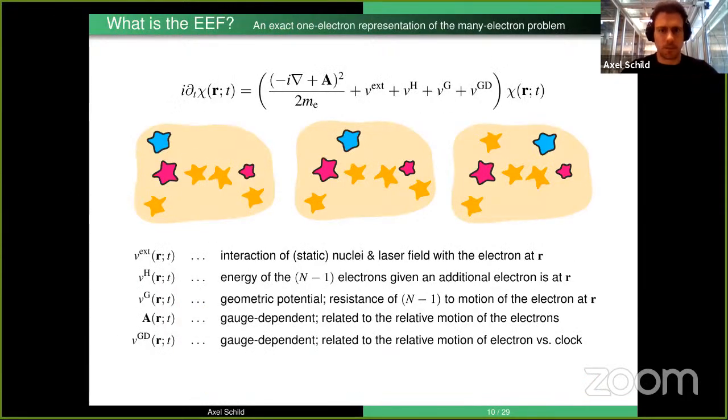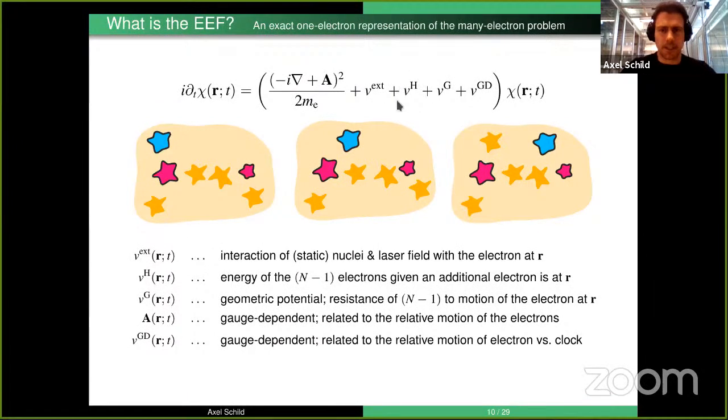Now, that's the equation. It's for one electron. And I've written explicitly these different contributions to this one electron potential. I'm not giving you the formulas here. I only want to show you some kind of intuitive picture of what they are. So the first contribution that our blue electron here feels is the external potential. That's the interaction with the nuclei or with the laser field.